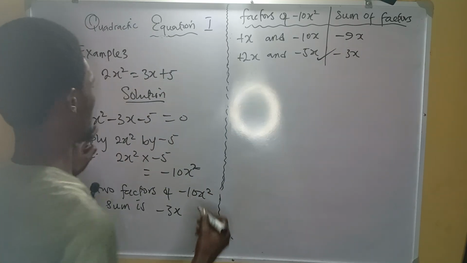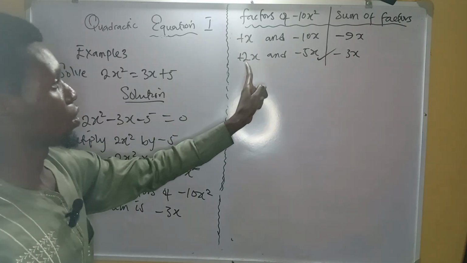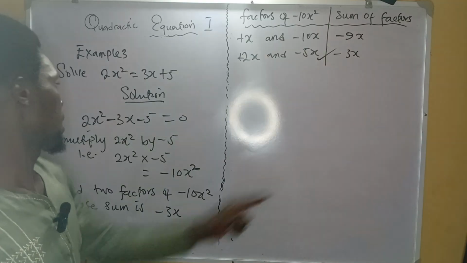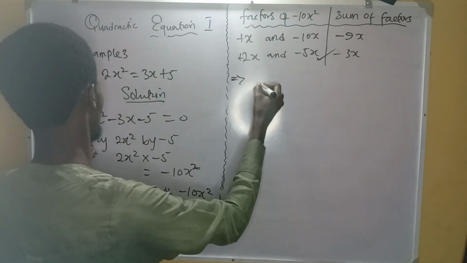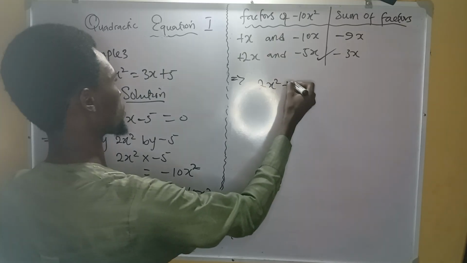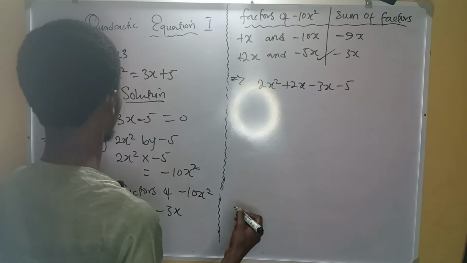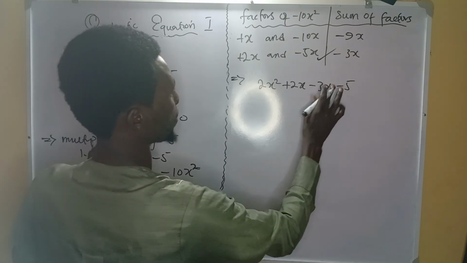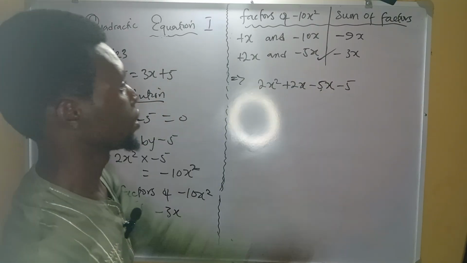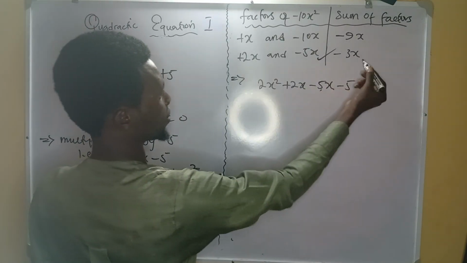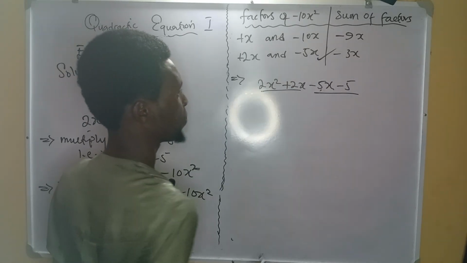So we are going to replace minus 3x with plus 2x minus 5x in this equation. So the next step is 2x squared plus 2x minus 5x, then minus 5. So replace minus 3x with this, and then we factorize by grouping.